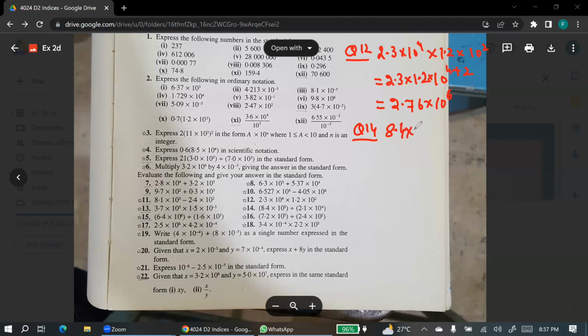8.4 into 10 power 5 divided by 2.1 into 10 power 4. We will convert the division sign into multiplication by taking the reciprocal. Now this one is 8.4 over 2.1 into 10 power 5 minus 4.